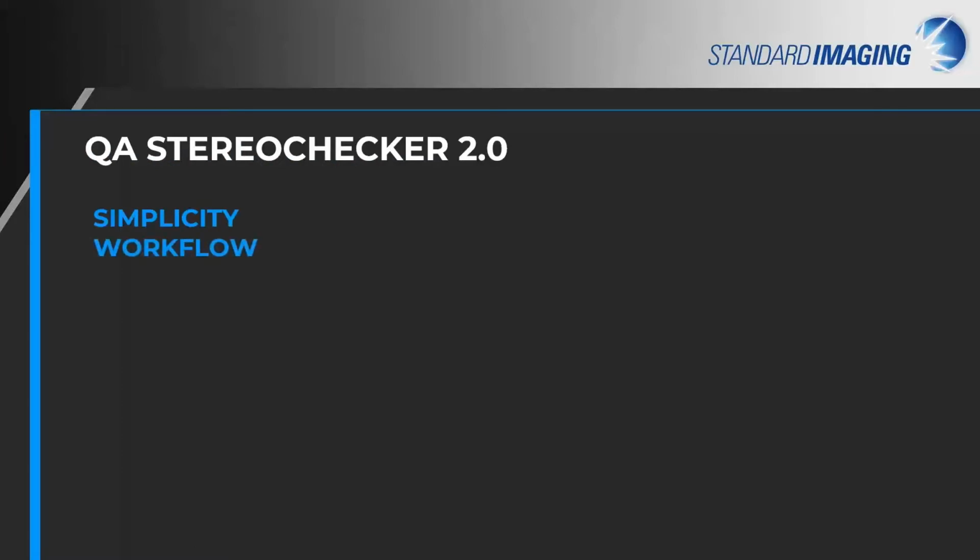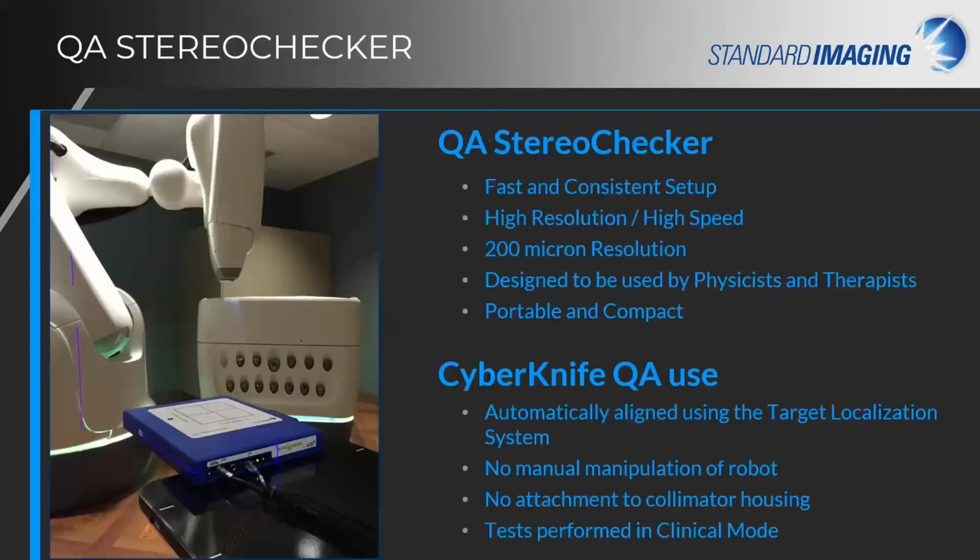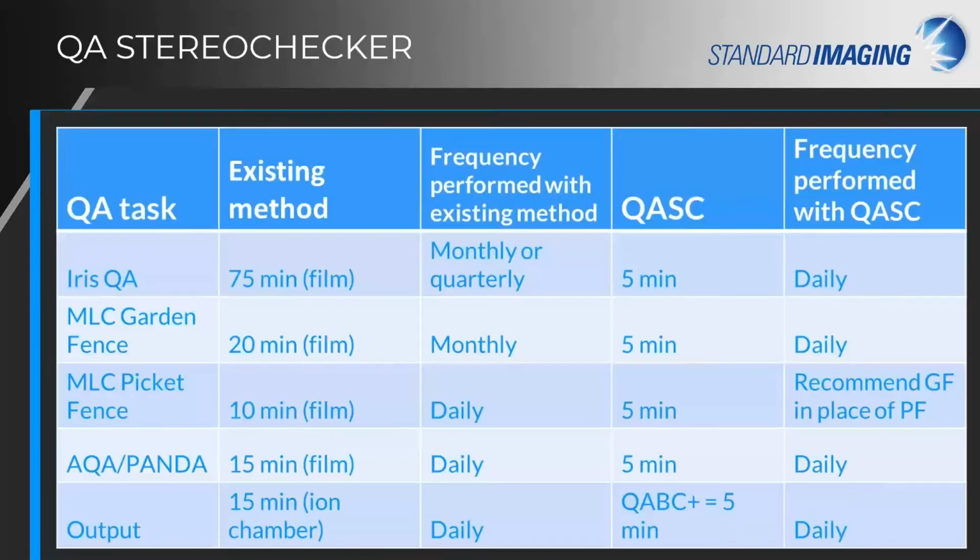Simplicity, workflow, results, reimagined. The QA StereoChecker is a high-resolution portable amorphous silicon detector for machine QA. While originally designed specifically for CyberKnife QA to provide a fast and filmless means to perform QA, it may also be used on other linac systems to provide quick analysis of single-field images.